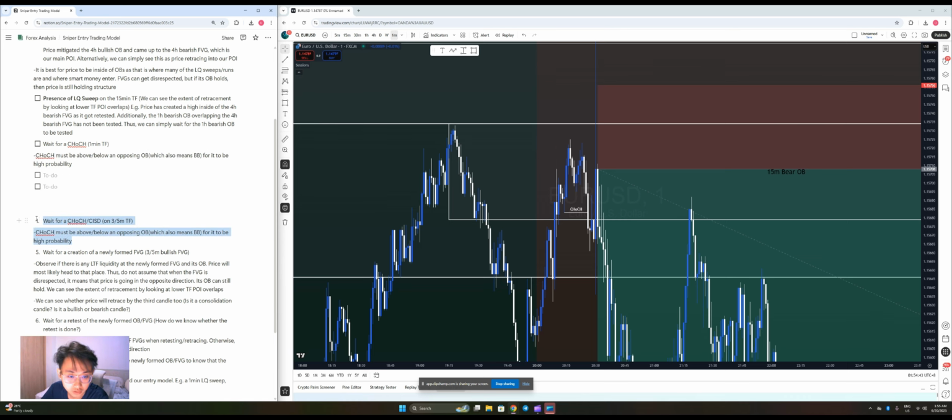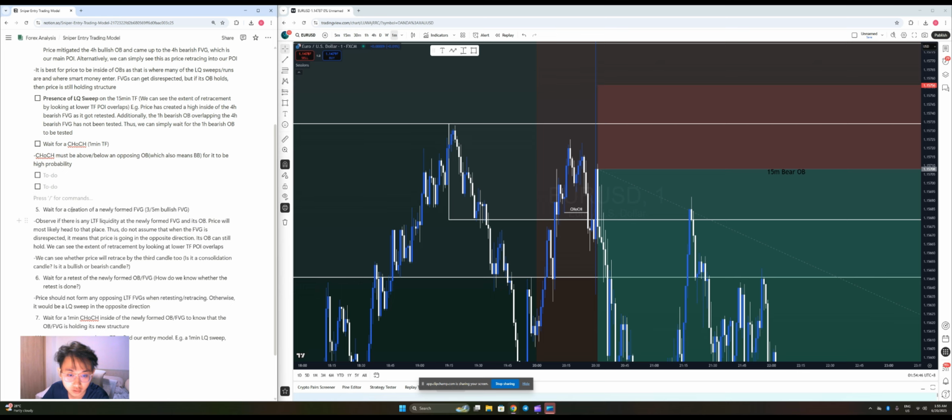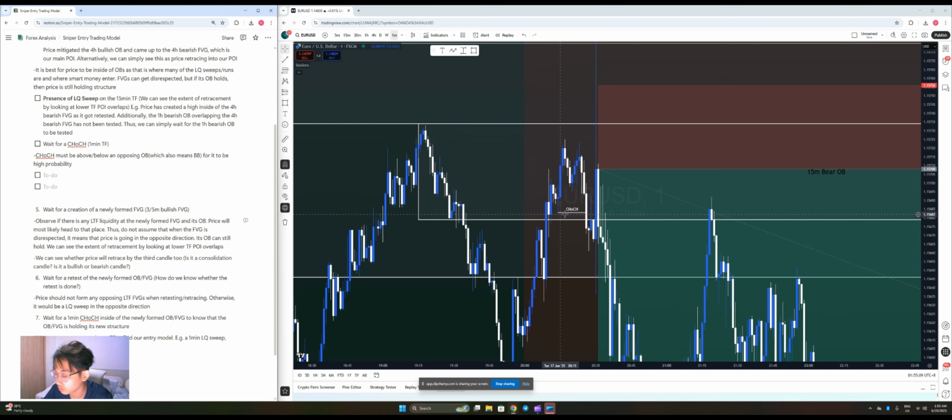Okay, let's do this first. We're running out of time. Okay, wait for creation of newly formed. Okay, which is what it did. Okay, observe there's a low time frame liquidity at the new. Okay, there isn't. Price movement hit the price. Okay, so here I guess the change of character was the only overlap that we can find, right? So as price hits up, then we most likely can enter already, right?